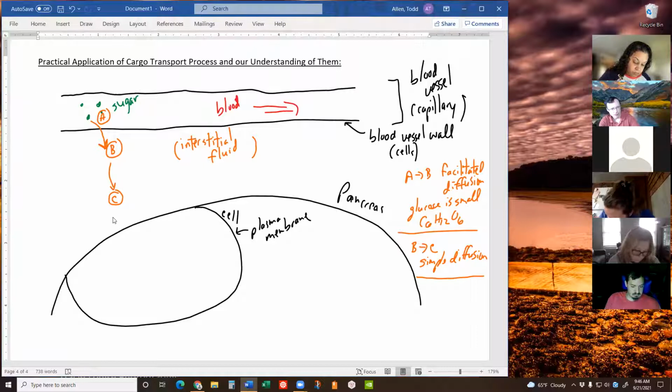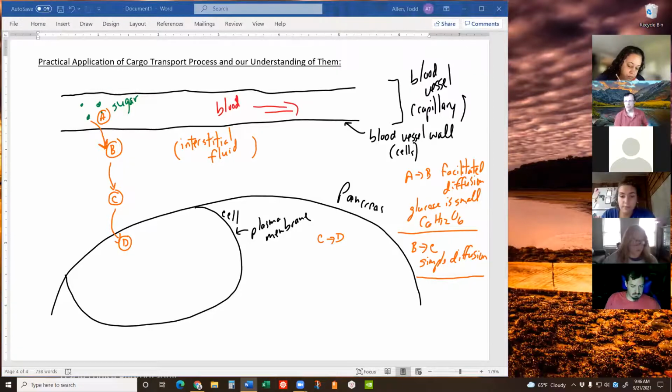All right, so let's continue our journey. Let's say we're going to move the glucose into a pancreatic cell, so we're going to go from C to D. I'm sorry, I don't have a lot of space here, so I'm just going to use what I have. In the chat window, C to D, what form of transport is involved?